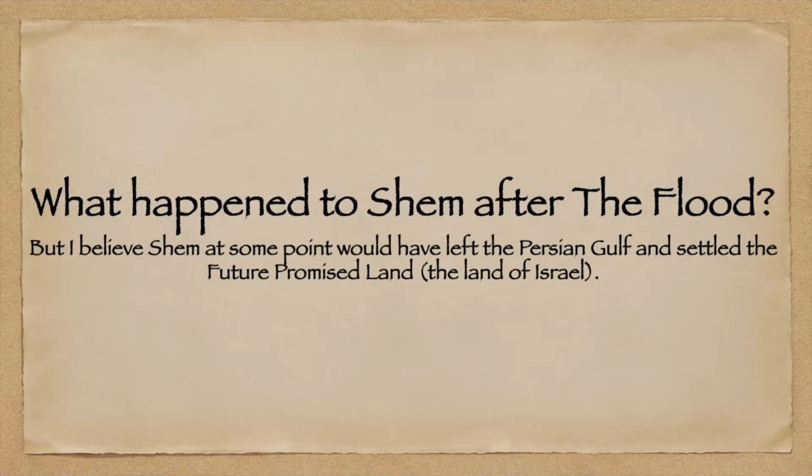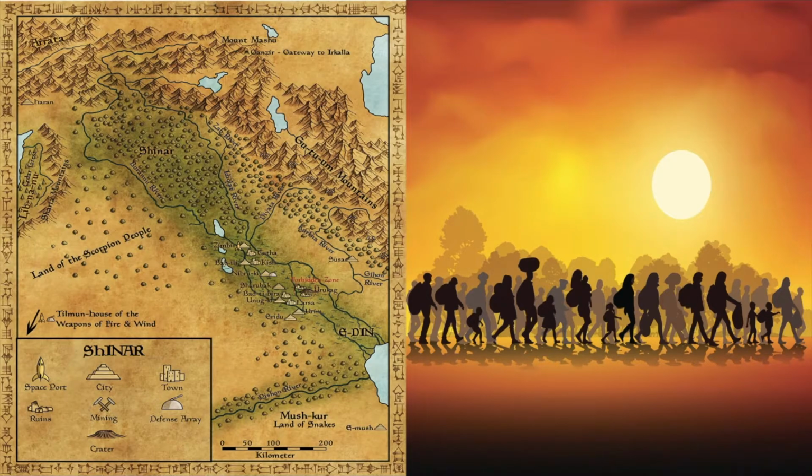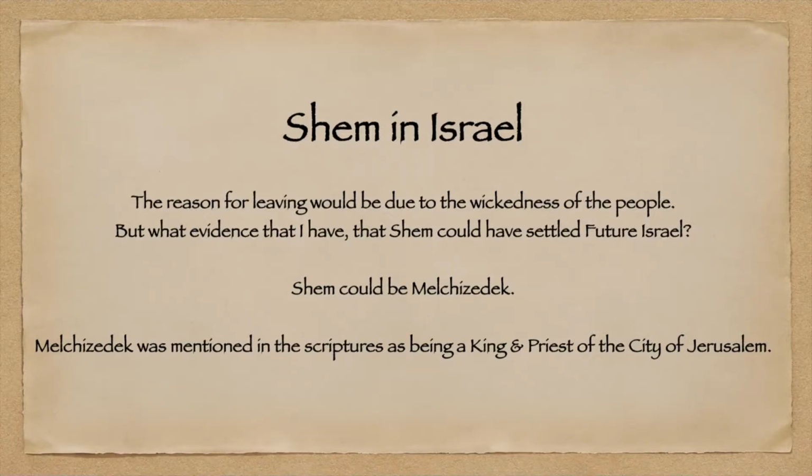But I believe Shem at some point would have left the Persian Gulf and settled in the future promised land, or the land of Israel. And so there would have been a migration going from the east to the west. The reason for leaving would have been due to the wickedness of the people. But with that being said, what evidence do I have that Shem could have settled the future promised land of Israel? Well, one of the best evidence that I have is that Shem could be Melchizedek.